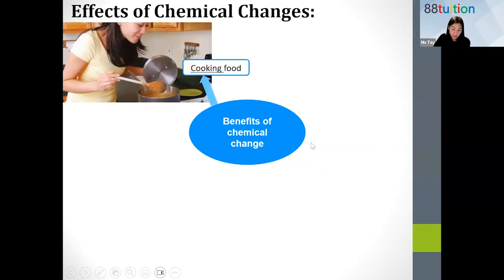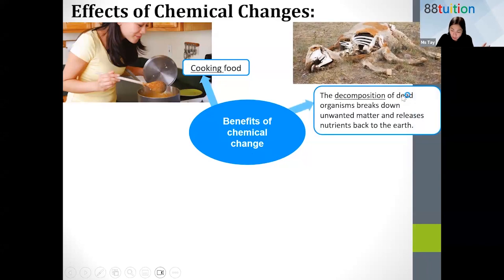So benefits of chemical change. We can use heat to cook our food. We can use heat to even heat up the food such that it can be preserved. Like the jams. Maybe you talk about strawberry jam. You cook the strawberries and then you add sugar, then you can it. So you can preserve food that way. Decomposition, when animals or living things die, decomposers help to decompose the dead organisms, break them down, and then return the nutrients back to the earth.